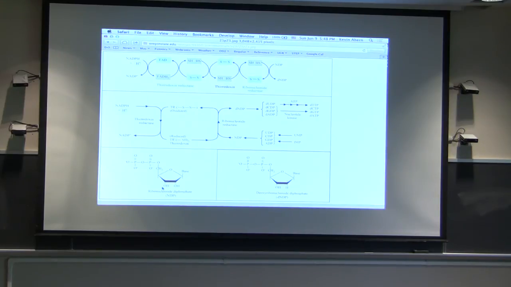Then it takes this, and now you've got thymidylate synthase, which was the reaction I showed you in class, that makes dTMP. Okay? So this is still monophosphate. Well, then you've got a kinase that makes it dTDP, and then you've got NDPK again, which makes it dTTP, and then that goes to DNA.